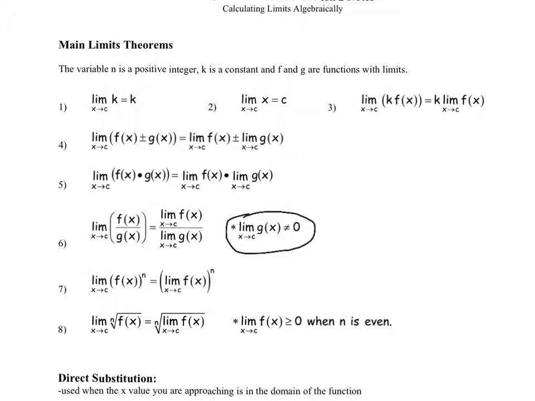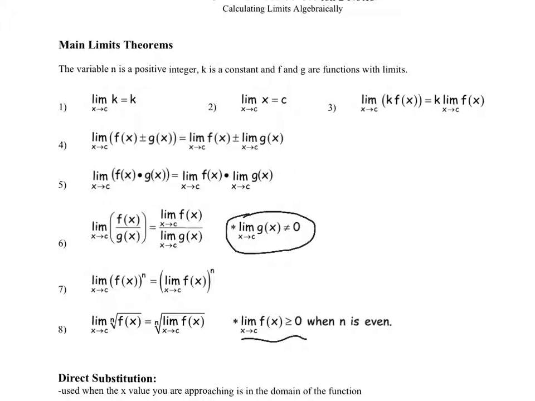The limit of f of x to the n is just the limit of f of x, to the n, so you can take that power out. And the limit of the nth root of f of x is just the nth root of the limit of f of x. And that's, of course, when n is even, you have to have a positive limit, because if it's negative, you can't take the square root of it.